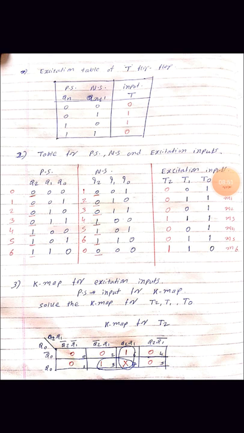So how to write down T2? First, focus on capital Q2 and small q2. First check 0 0, below there is a red mark for 0 0. Check that 0 0 in the excitation table. When present state 0, next state 0, input is 0. So write down T2 is equal to 0.